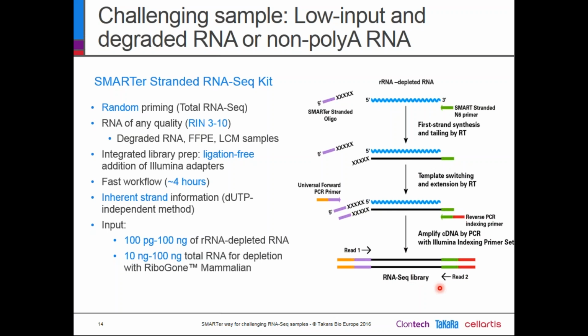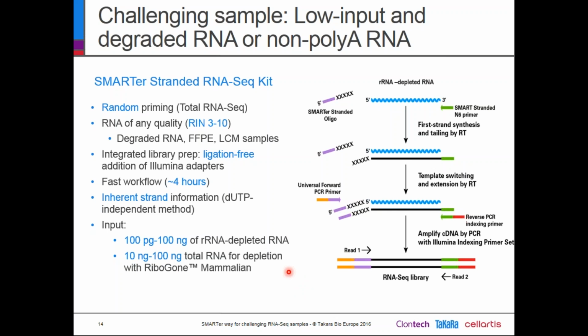Also, another advantage of the method is that it provides inherent strand information because the SMART reaction is inherently directional, without using the dUTP method. The input for this kit is 100 picogram of RNA, but it needs to be depleted of ribosomal RNA, because you know that when you are using random primers, you will also reverse transcribe ribosomal RNA, and this you don't want to have in your sample.